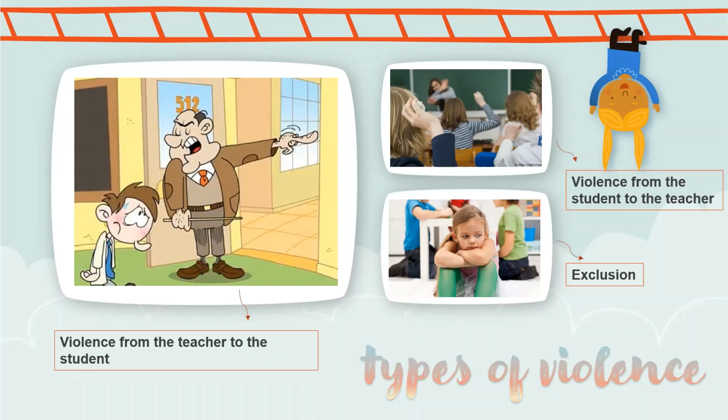2. Violence from the student to the teacher. It takes place from the student body towards the teacher group. Some cases will be anonymous marks of offense. 3. Exclusion. It happens when a student group decides to exclude another student from academic activities.